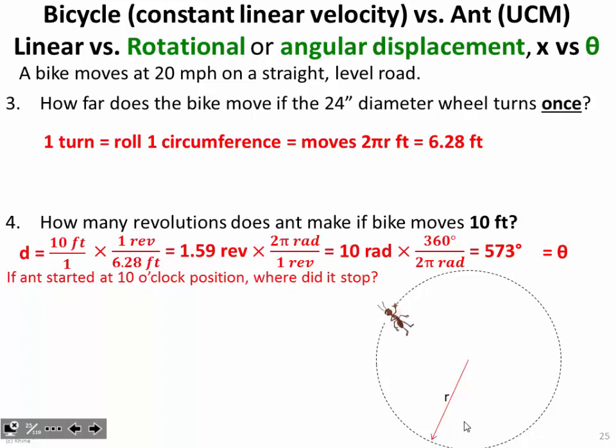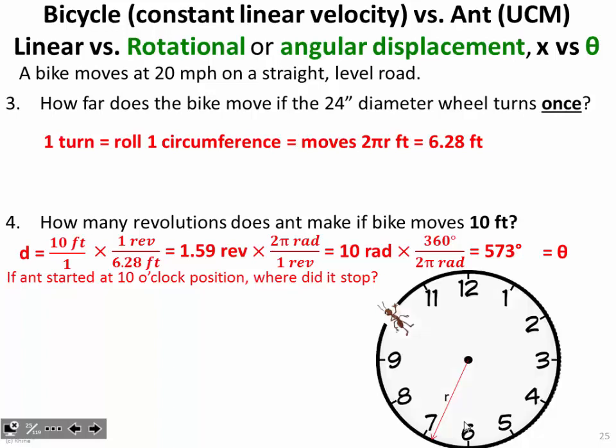So if the ant starts at the 10 o'clock position, where does it stop if we move 10 feet? How could I figure out on my clock face where I stopped? Here's your clock face. If I have to move 10 feet, how do I figure that out? We did this yesterday when we did ants on the fan. Suggestions? Quick?